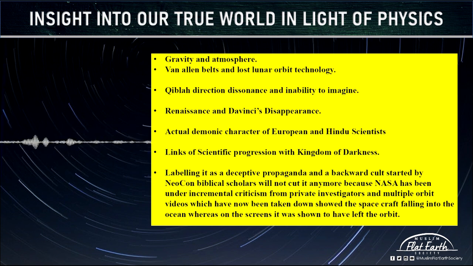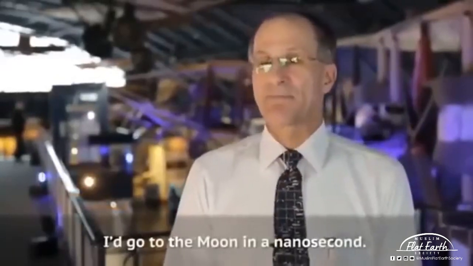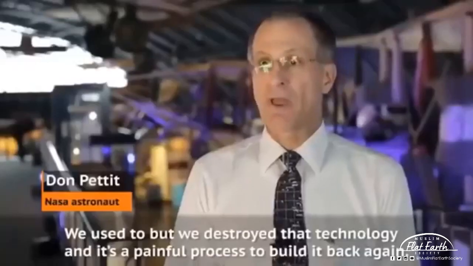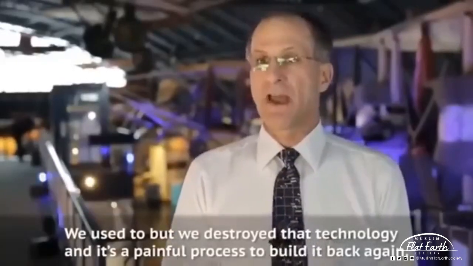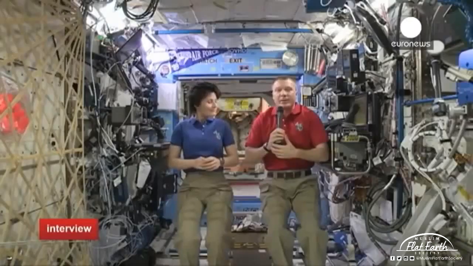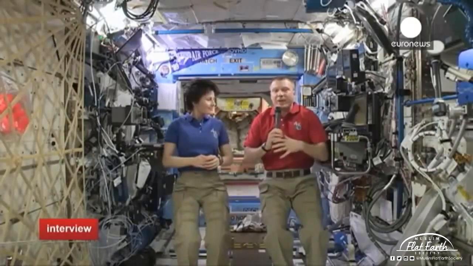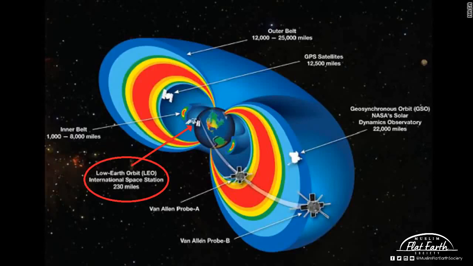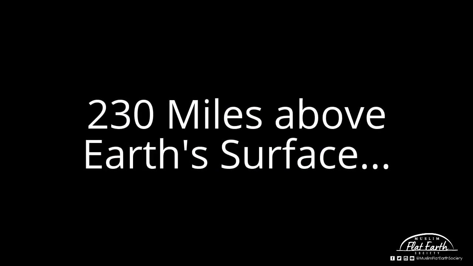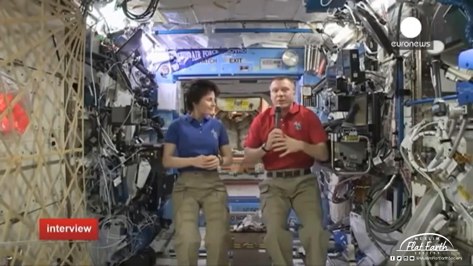Then NASA says that we can't go past the Van Allen radiation belts as we could in the 1970s because we've destroyed and deconstructed and wasted that technology. I'd go to the moon in a nanosecond. The problem is we don't have the technology to do that anymore. We used to, but we destroyed that technology, and it's a painful process to build it back again. As well as landers or other components to destinations beyond Earth orbit. Right now, we only can fly in Earth orbit. That's the farthest that we can go.